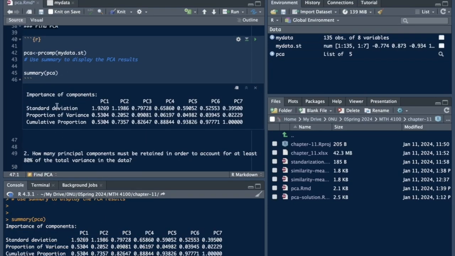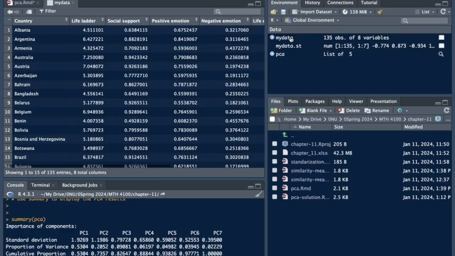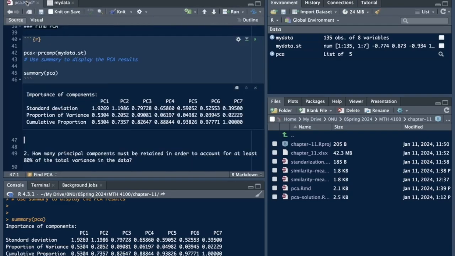The first row contains, first of all, notice what? That we have 7 PCs, 7 principal components. And we have 7 variables here. We originally had 8 variables. If you take off the country, we have 7 variables. So we are expecting to generate 7 principal component variables.